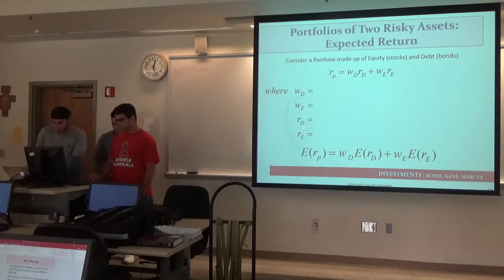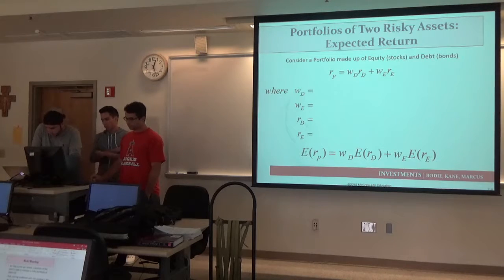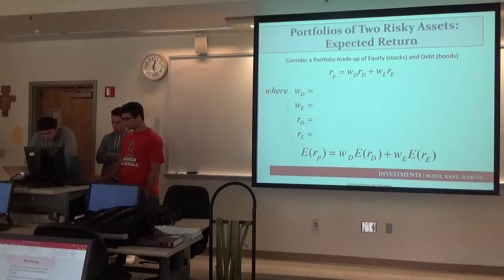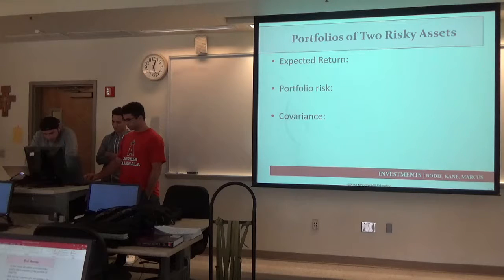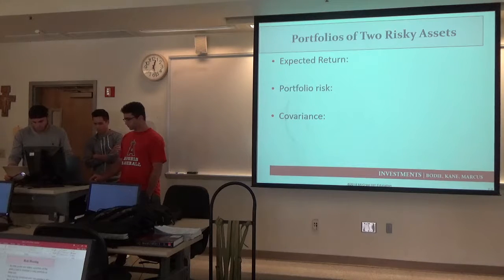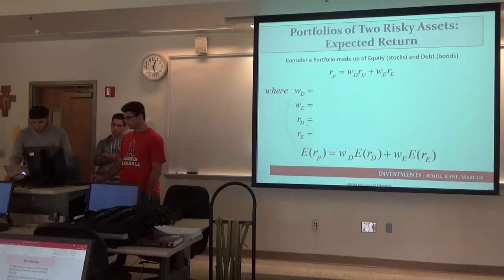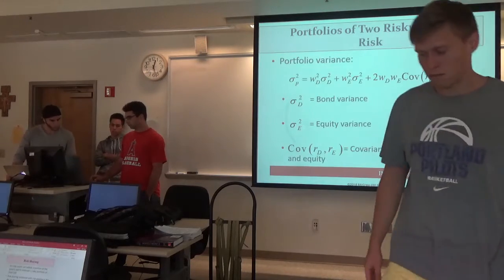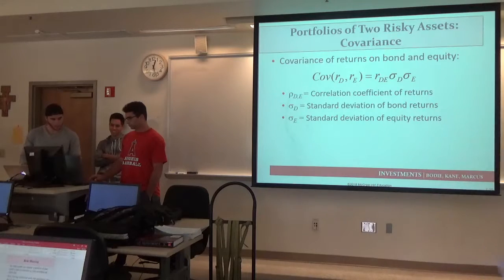The expected return on a portfolio is the weighted average of expected returns on the component securities, with portfolio proportions as weights. Portfolio risk, or variance, depends on the correlation between the returns of the assets. Covariance is a measure of the way returns of two assets move together. So this is a formula considering a portfolio made of equity stocks and bonds. This is the portfolio variance formula. And the third one is the covariance.